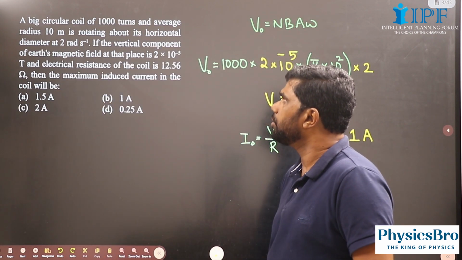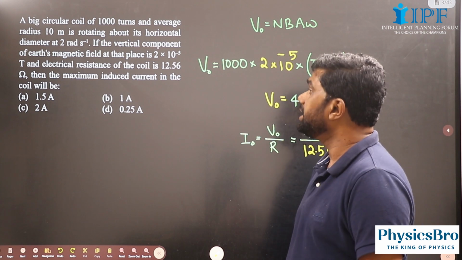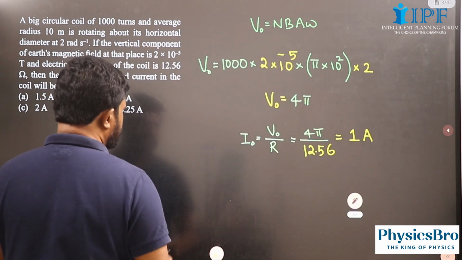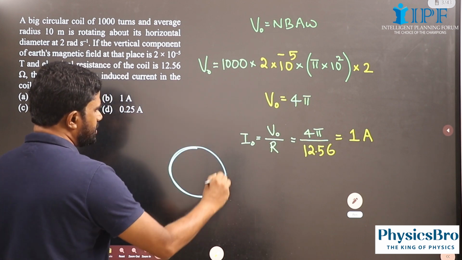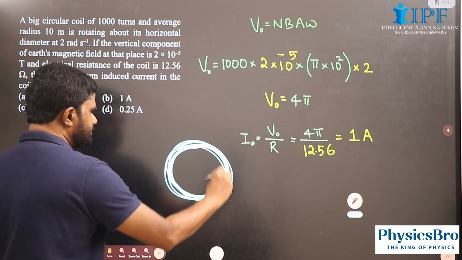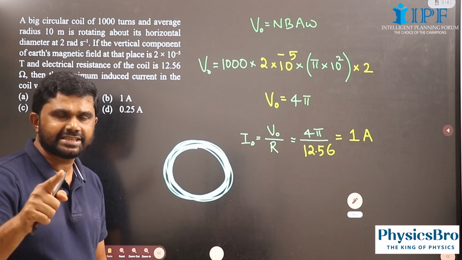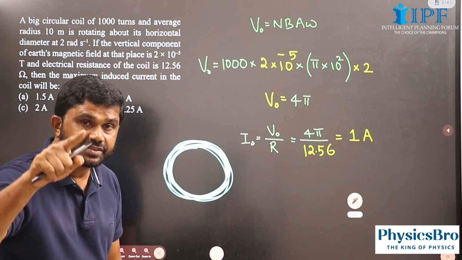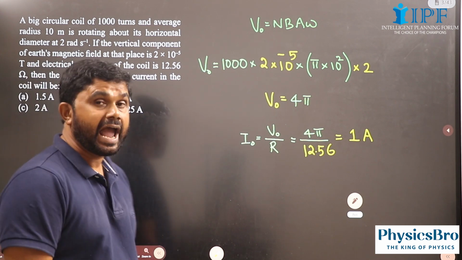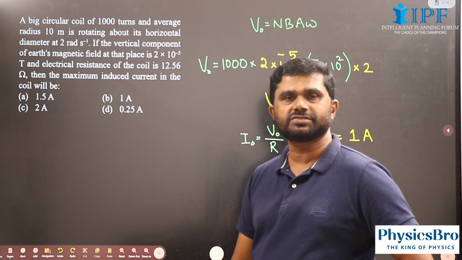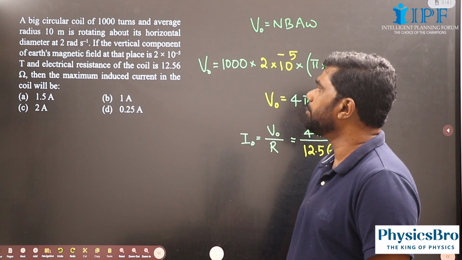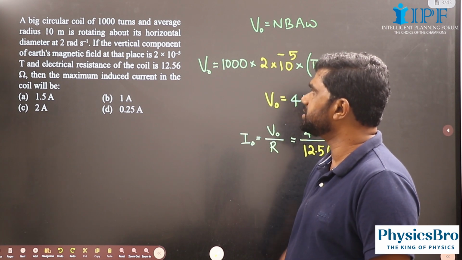Next, a big circular coil of 1000 turns and average radius 10 meter. Why average radius? Suppose this is the coil, just like a mosquito coil. All the turns in that coil need not be of the same radius. That's why it is given as average radius, because all the turns will not be of the same radius. The coil is rotating about its horizontal diameter at 2 radians per second.